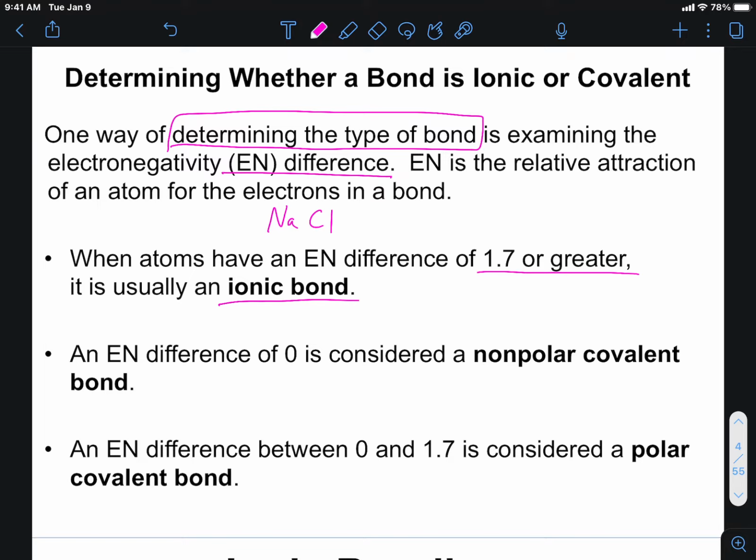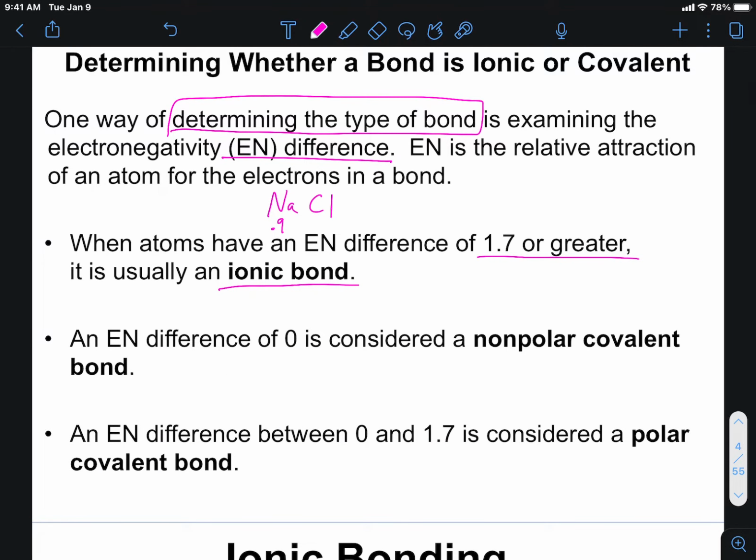Okay, so an example: sodium and chlorine. Those two elements. So if we look up the electronegativity of sodium, can you guys tell me what it is? Find it on your periodic table. 0.9. So this is 0.9. And then when you look up chlorine, 3.0. Okay, so when you take the difference, you literally just subtract. Delta means difference. Delta EN is equal to 3 minus 0.9. So we're talking about a difference of 2.1. And that's definitely greater than 1.7. And that's what we classify as an ionic bond.